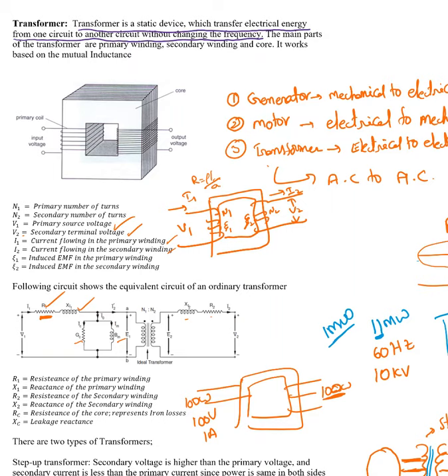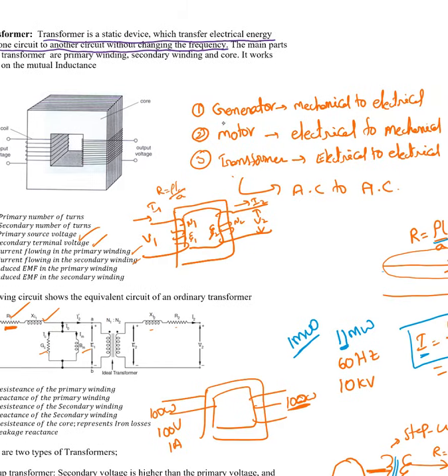There are three important electrical machines. The first one is the generator, which converts mechanical energy into electrical energy. Another one is the motor, which converts electrical energy to mechanical energy. The third one is the transformer, which converts electrical to electrical. It is not going to convert AC to DC or DC to AC. We give AC input, it will give you AC output.